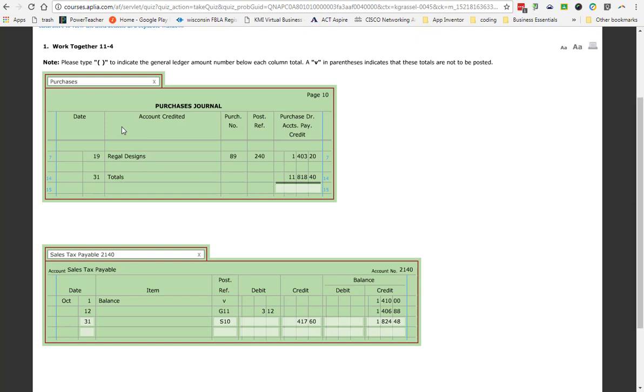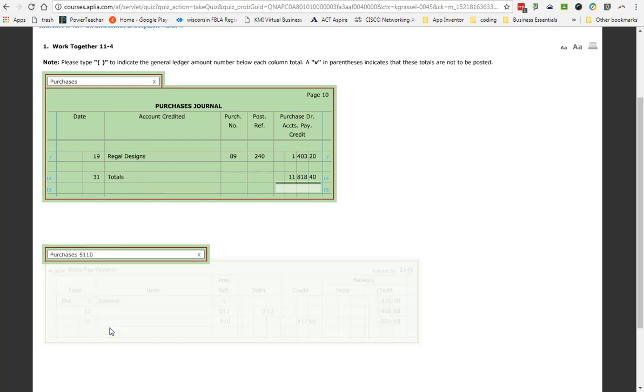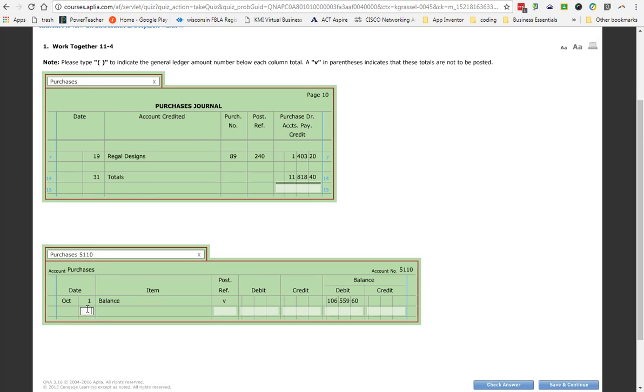So let's do the one that's listed first, which is my purchases. Let's go there and post this as a debit to purchases. The date is still going to be the 31st. Our post reference is now P10, standing for Purchases Journal 10, and I'm going to debit that $11,818.40. It previously had a debit balance of $106,559.60. We add those two together and get your new balance.